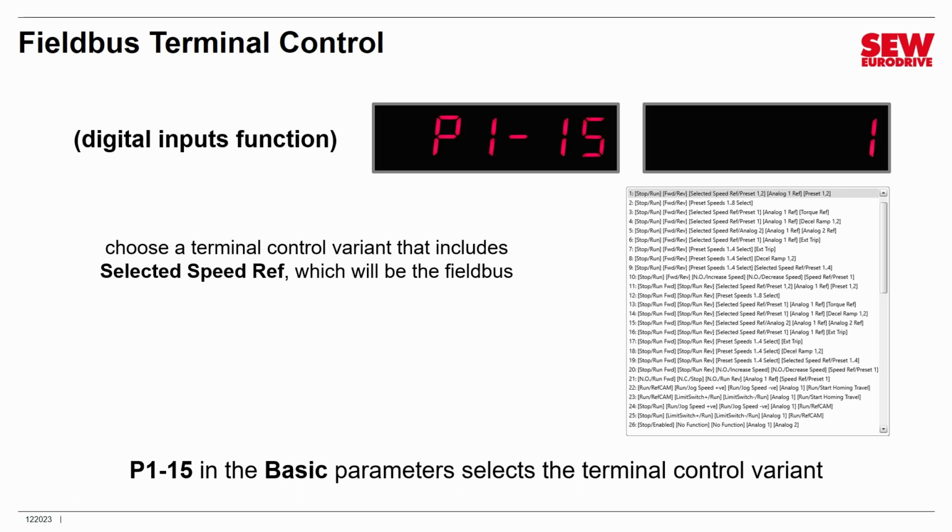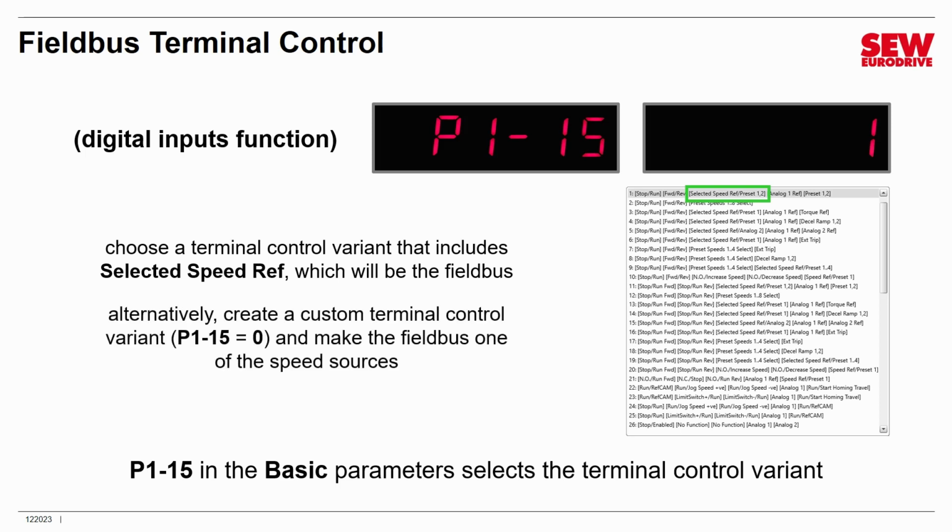It must have selected speed ref as one of its speed options. And you can see one right here on number 1, which is the default variant. In some of our past activities, the speed reference was actually the potentiometer. But when you're operating in Fieldbus mode, the Fieldbus itself is the speed reference. So you need to pick a choice that includes it. 14 of these 26 do include it.